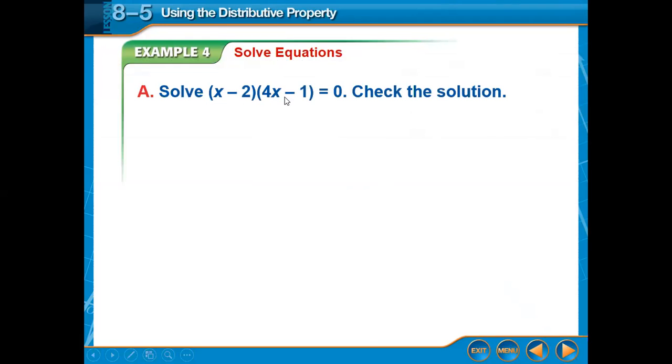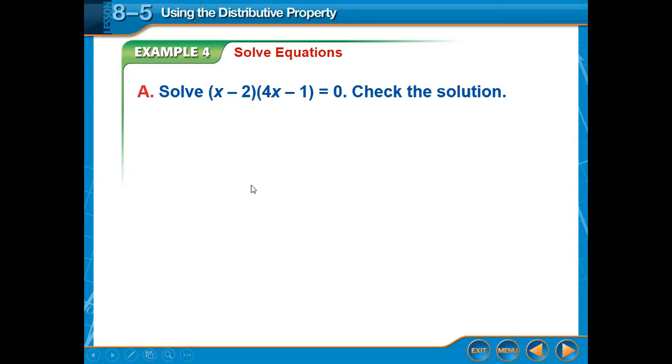Here you have an equation equaling 0. And on the left-hand side, you already have the two factors. This might have been factored, for what you know now, by using factoring by grouping. So you've got x minus 2 and 4x minus 1. These multiply right here to equal 0. That means that one of these parentheses has to be 0.